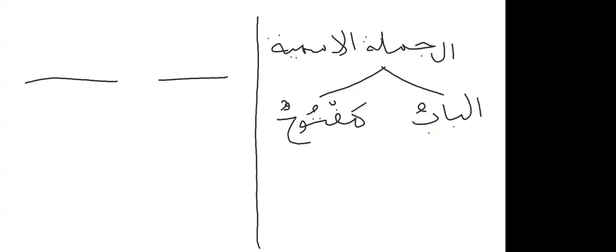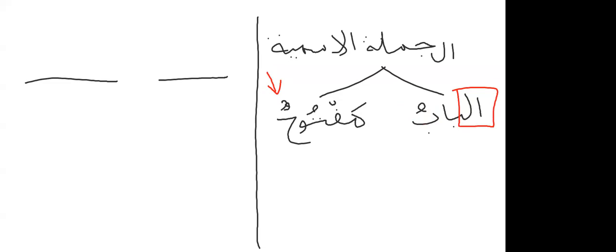And we said that the first part is usually ma'rifa, meaning definite, while the second part is usually nakira, meaning indefinite. Also, both parts usually end in dhamma. This one ends in dhamma, this one also ends in dhamma. So al-babu maftuhun, like that.